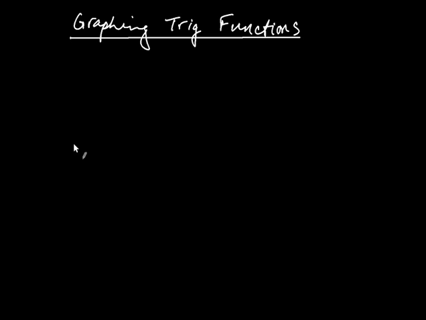Here we're going to talk further about graphing trig functions. Now there are two main approaches to graphing, and the first is mainly what we're going to use, and it's called the 5-point method. It's called that because you pick 5 points to graph your trig function. The second method is using transformations.